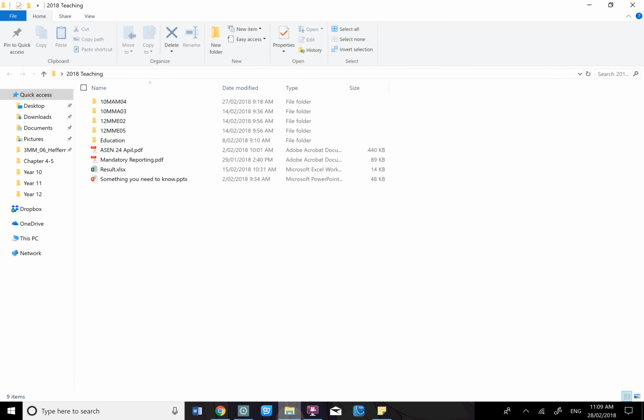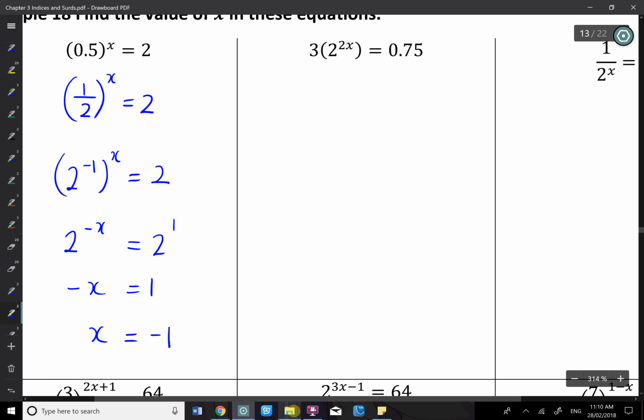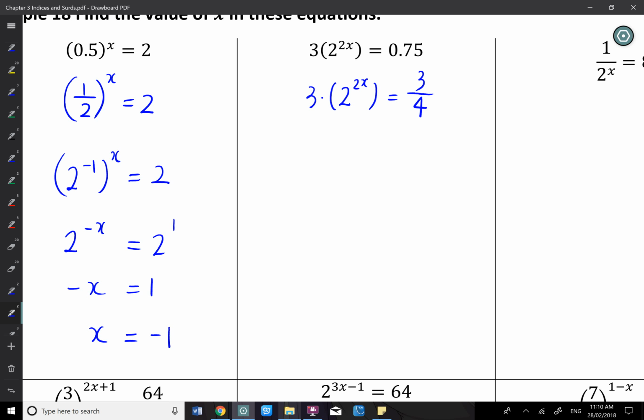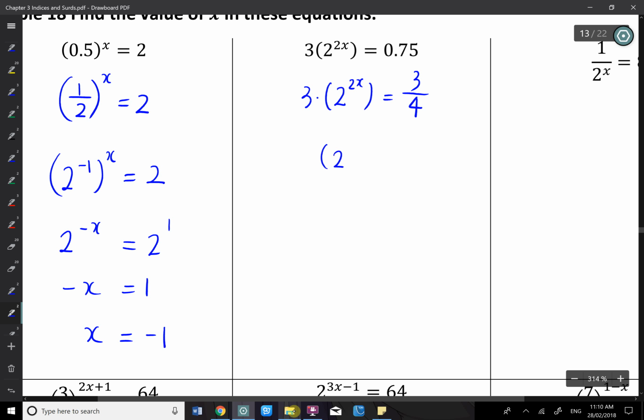Let me show another one because it's a new type. Well, 0.75. Who knows the simplest version for the fraction of 0.75? 3/4. So that's 3 times 2 to the power of 2x equals 3/4. Can you see that 3 is not a power? It's just a number multiplied with that expression. So I'll divide by 3 on both sides, so times a third on both sides. You have a quarter on the right-hand side.